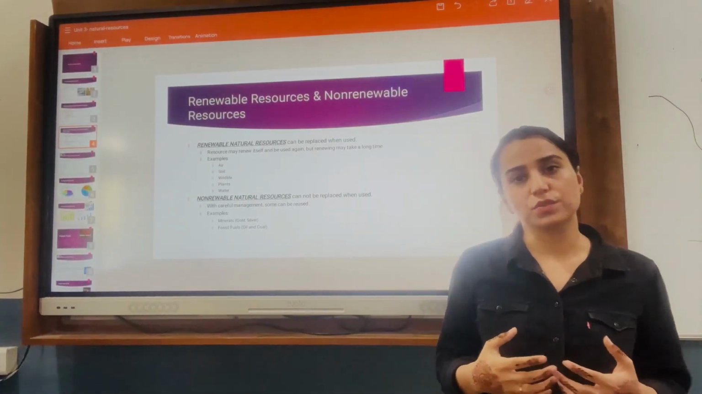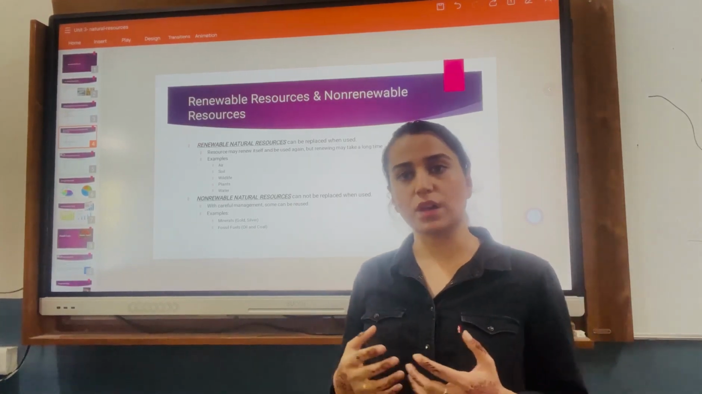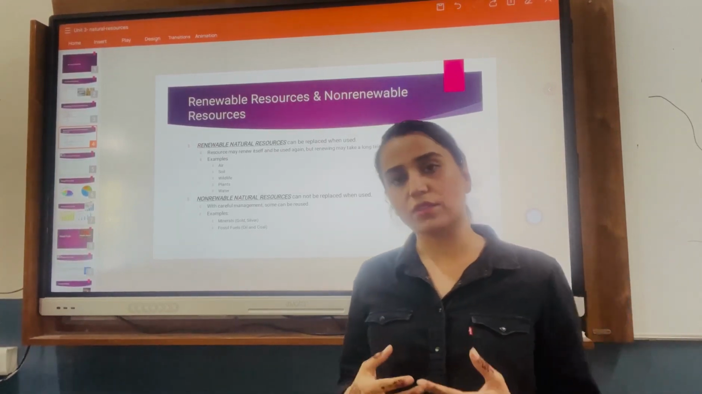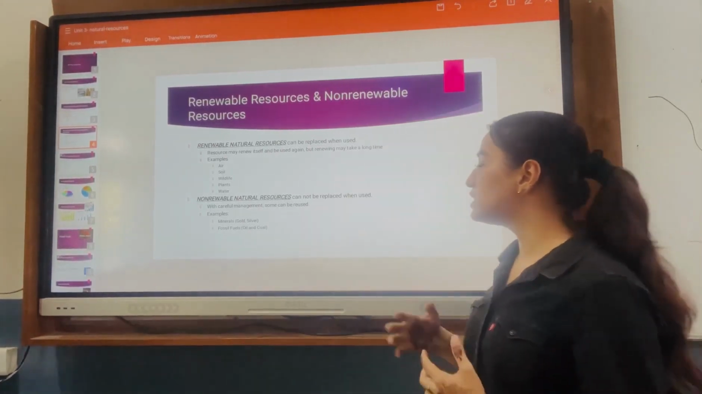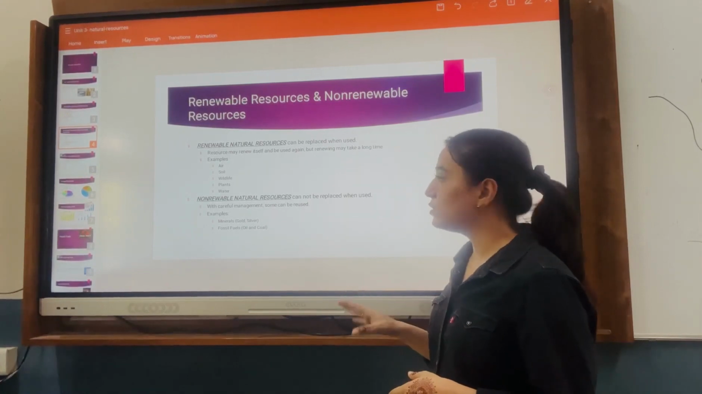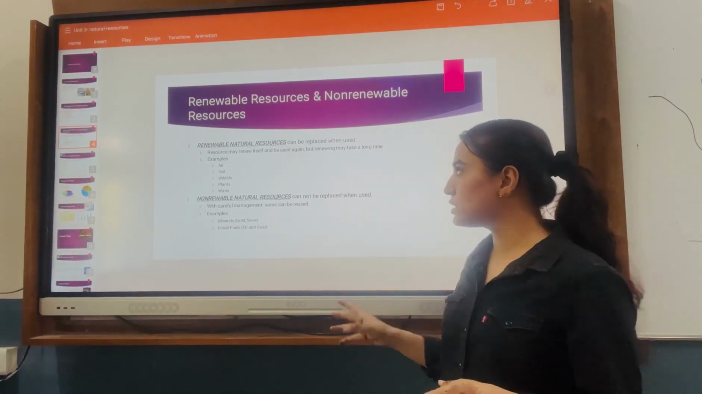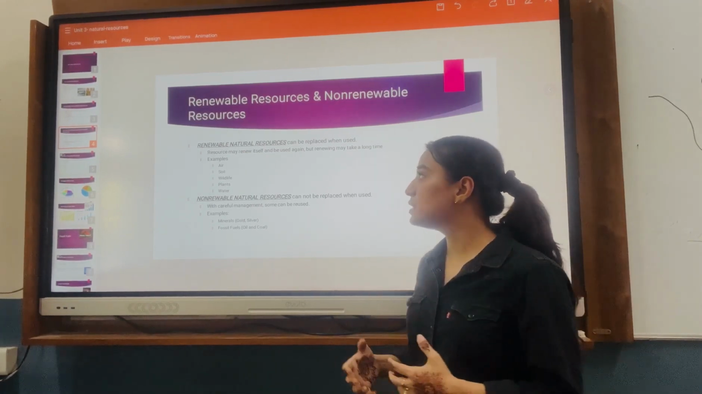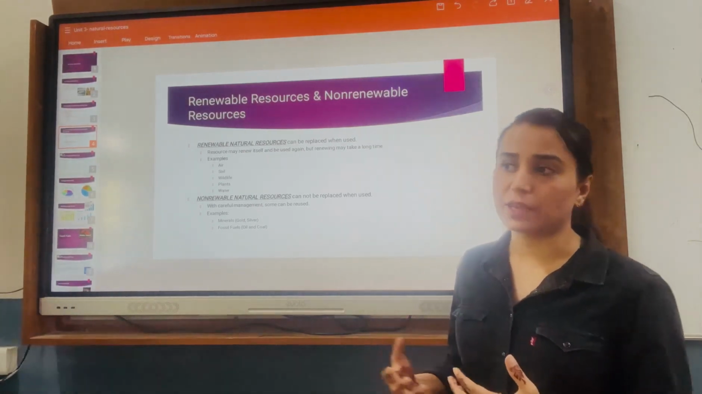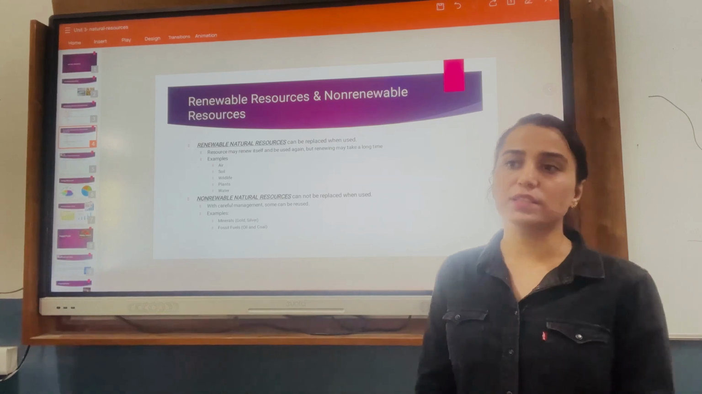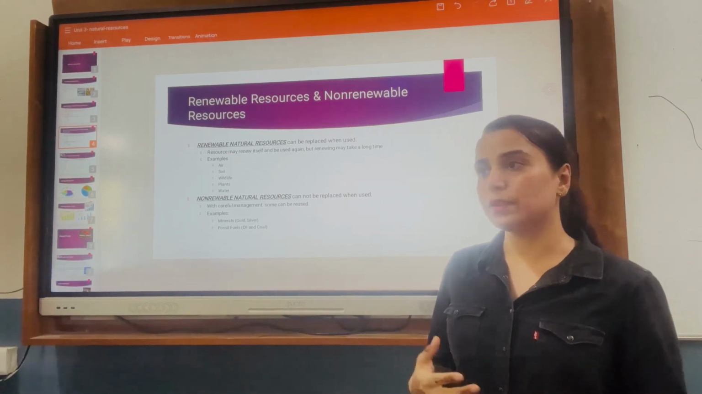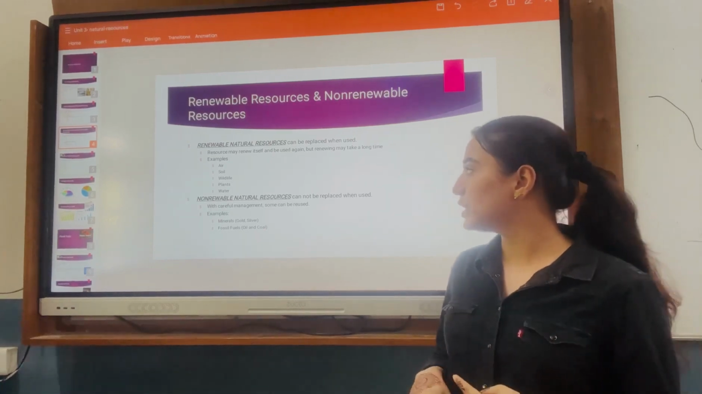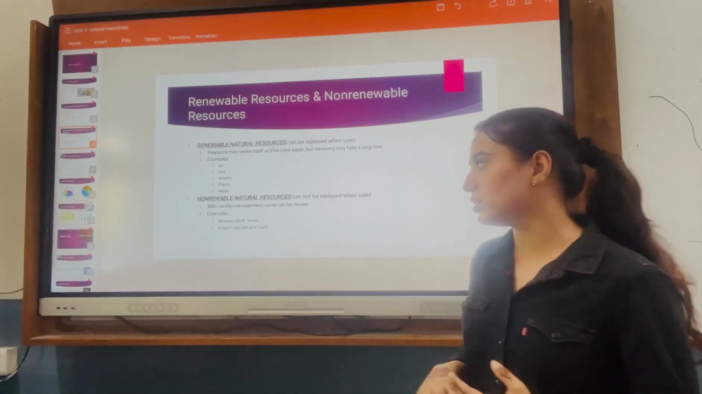Natural resources can also be divided on the basis of usability, whether they are renewable or non-renewable. Renewable resources are those which can be replenished or replaced after one use. They may renew themselves or be used again, but renewing may take time. They might require some time to get renewed, replenished or reproduced. Examples are air, soil, wildlife, plants, etc.